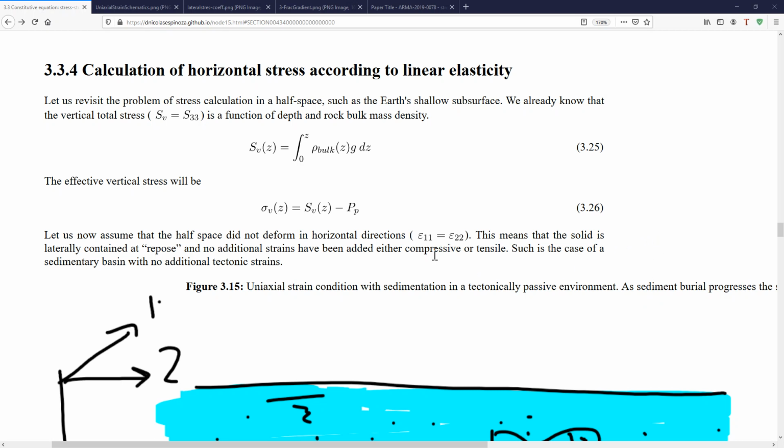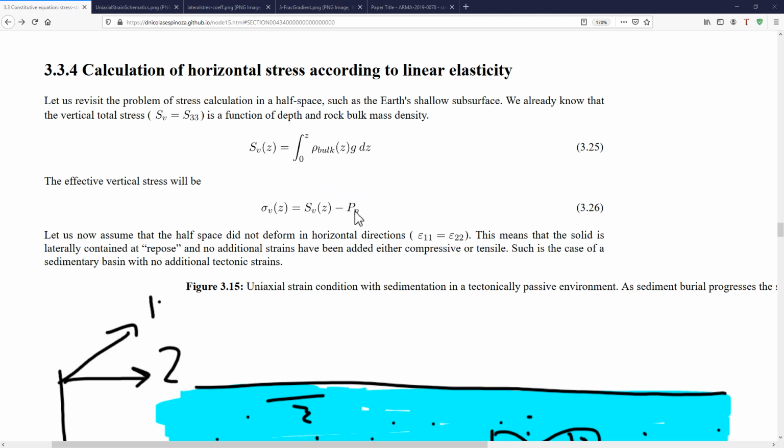In this section, we're going to see how to calculate horizontal stresses according to the theory of linear elasticity, and particularly using the equations of isotropic elasticity. We already know how to calculate total vertical stress. The overburden is equal to the weight of all of the rock on top of a given site at a given depth. And mathematically, this is the integral of the bulk mass density times gravity as a function of depth.